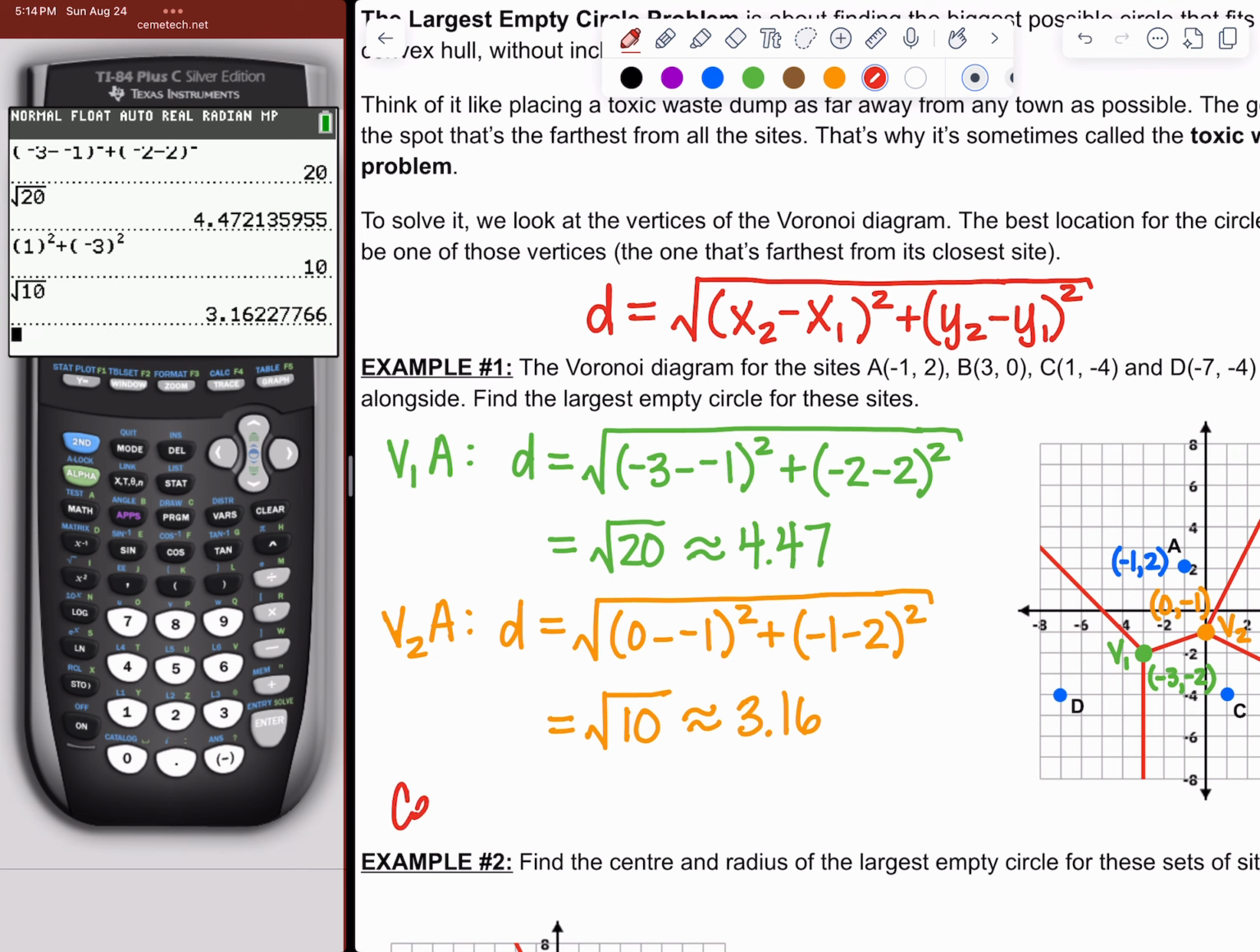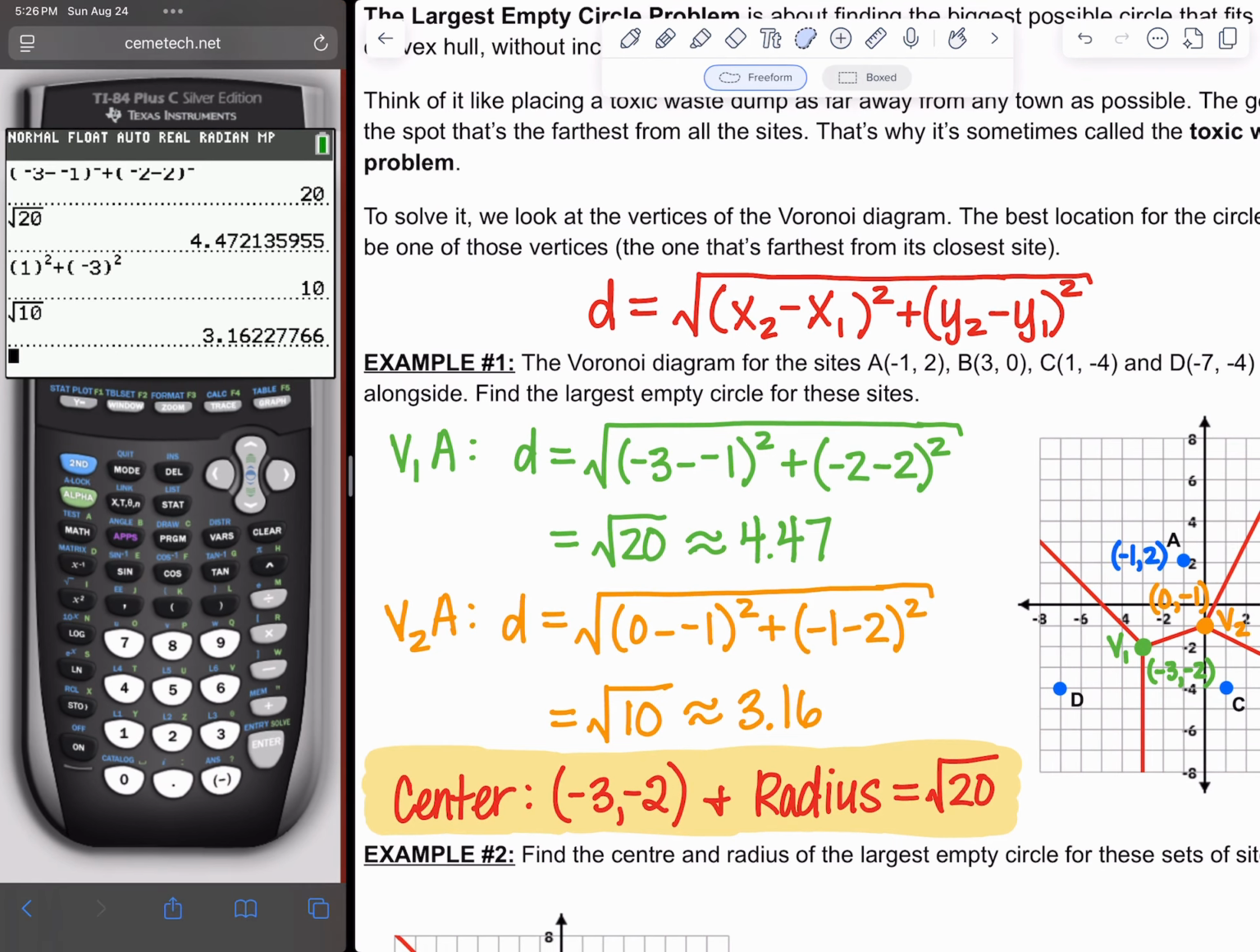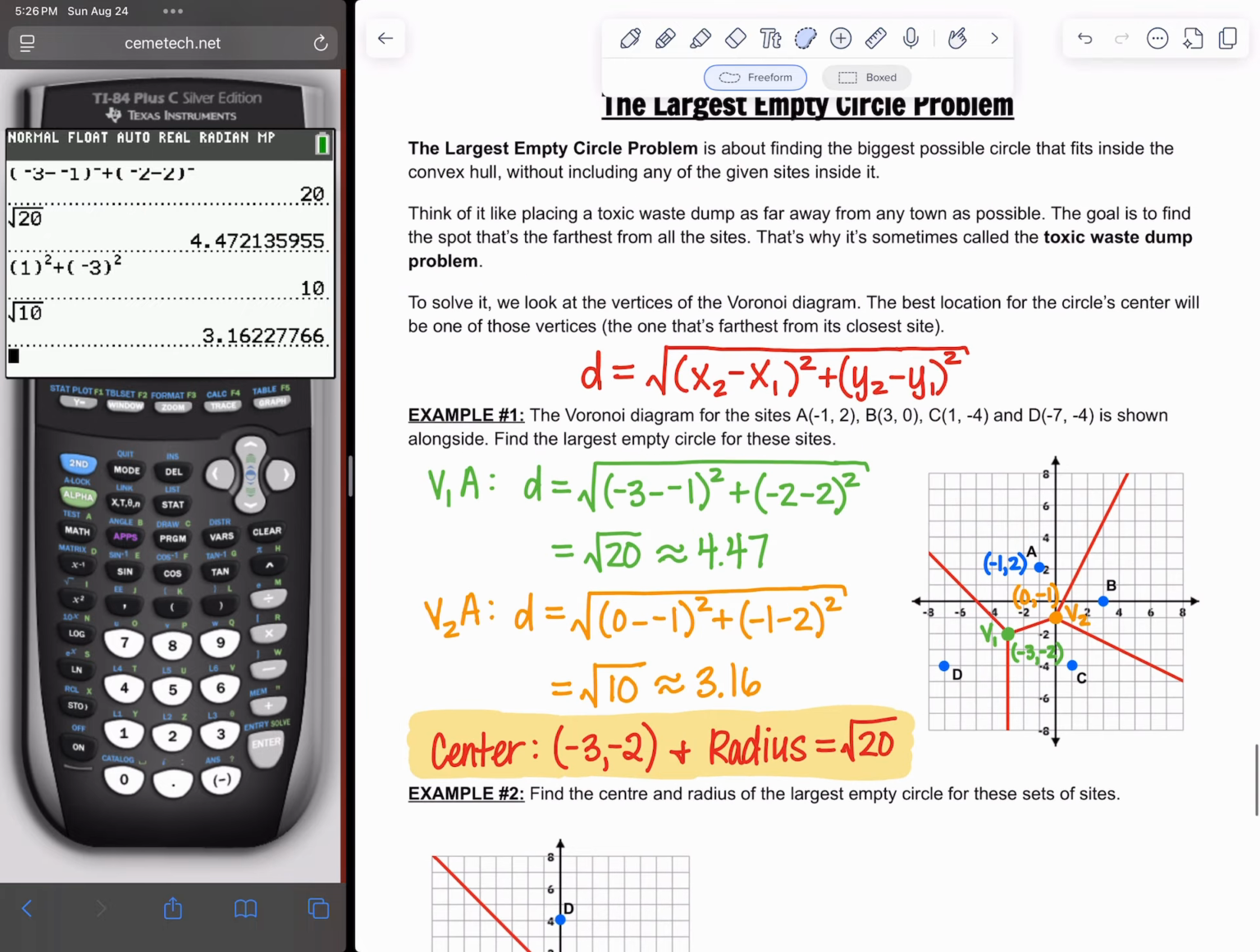So as you can see here, vertex 1 is going to have the greater distance from point A. So that means that that's where my center needs to be. So the center of this circle needs to be located at -3, -2, and the radius of this circle is going to be equal to the square root of 20, because that's going to create the largest distance between the center and site A. All right, so that's how that circle needs to be drawn. A circle with a center of -3, -2, and a radius of square root of 20 ends up making that the largest empty circle.